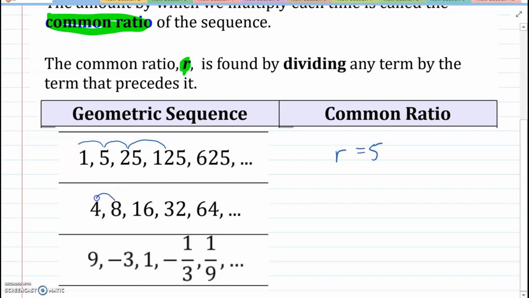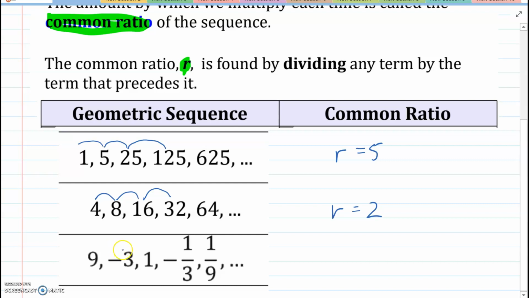Same sort of thing here. 8 divided by 4 is 2. 16 divided by 8 is 2. 32 divided by 16 is 2. Now, I'm going to have people that are going to want to quit really early in this process. You need to make sure you check a long way down the line. You can get 2 in a row that are working that are not going to be a geometric sequence. Please make sure you check multiple levels.